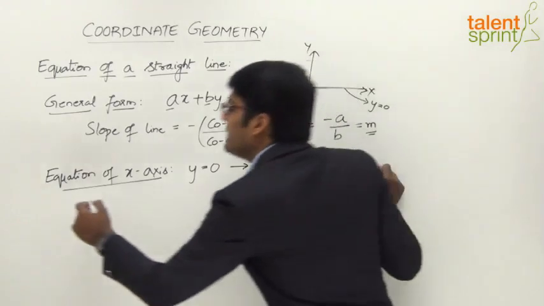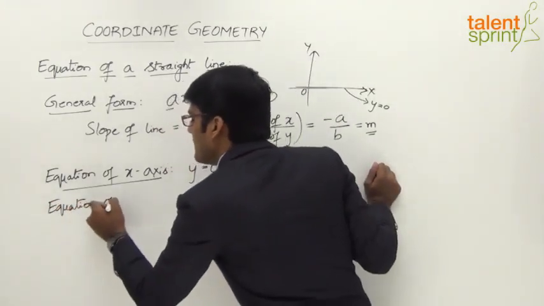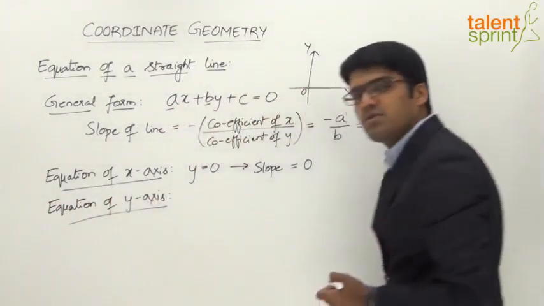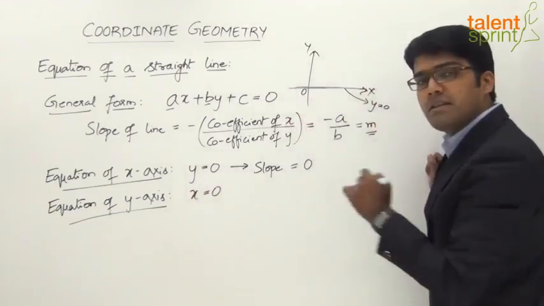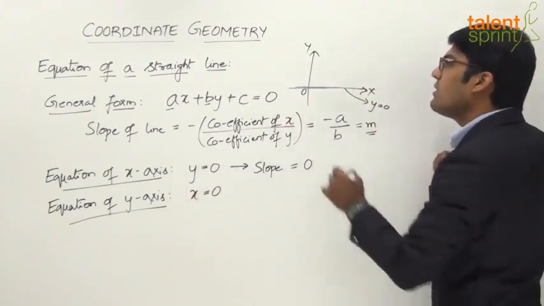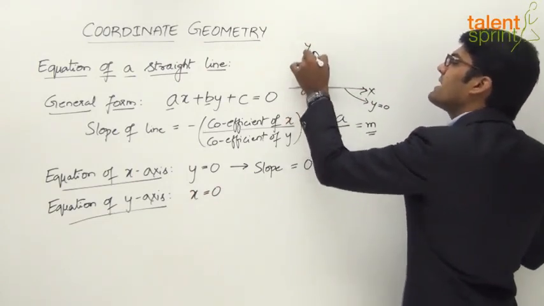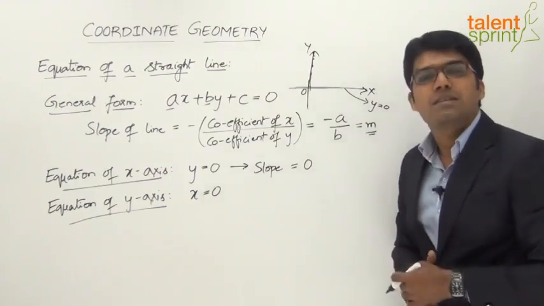How about the equation of the y-axis? Now this should be easy. Since we have learned the equation of the x-axis, the equation of the y-axis should be simple. The equation of the y-axis is x equal to 0. Why do we say the equation is x equal to 0? Because on the y-axis, the x coordinate is always 0. You take any point on the y-axis, the x coordinate will be equal to 0. So a simple equation here is x equal to 0.